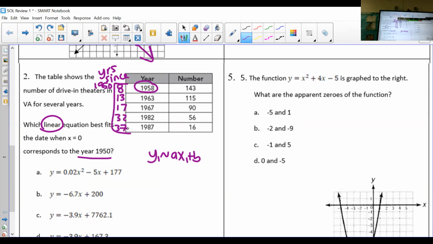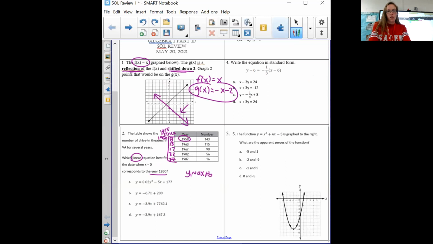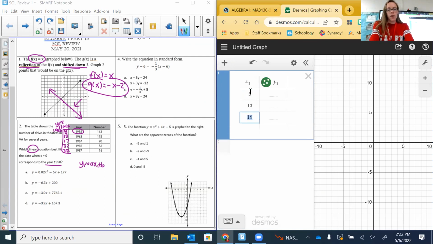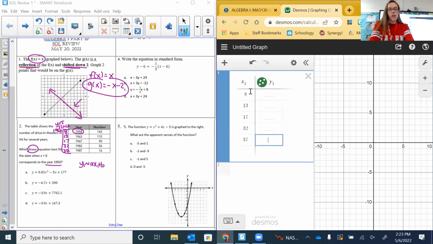So go ahead and open up Desmos in a tab on your Chromebook. So going to desmos.com. I'm going to split my screens here. All right, so let's add a table. And I'm going to put in those new values, years since 1950. So 13, 17, 32, and 37. And then the y values.